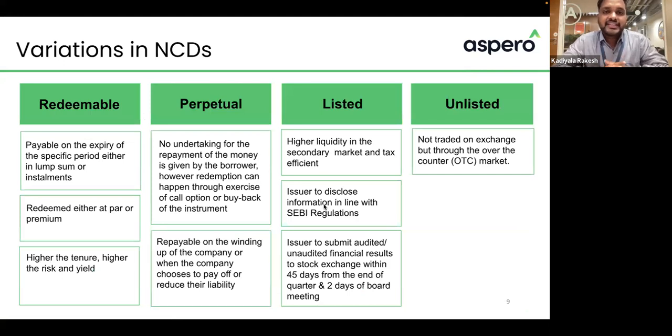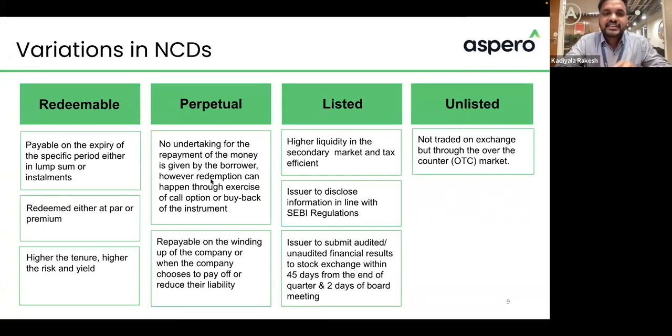And coming to the variations in NCDs, these are the types of variations in NCDs: redeemable NCDs, perpetual NCDs, listed NCDs, and unlisted NCDs. If you talk about redeemable, they are payable on the expiry of a specific period, either in a lump sum or in installments. They are redeemed either at par or at a premium. So the higher the tenure, the higher the risk, and you can expect a higher yield in these redeemable NCDs. Coming to perpetual, there is no undertaking for the repayment of the money given by the borrower.